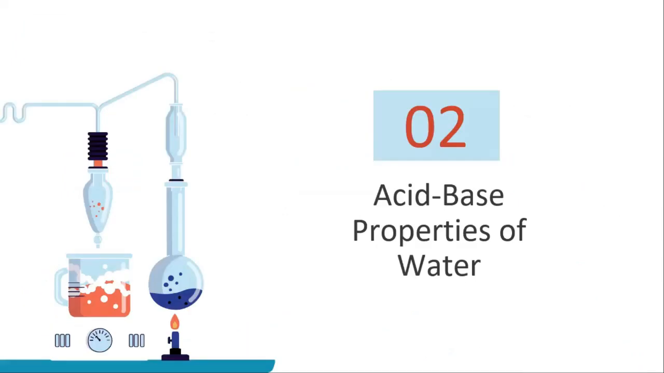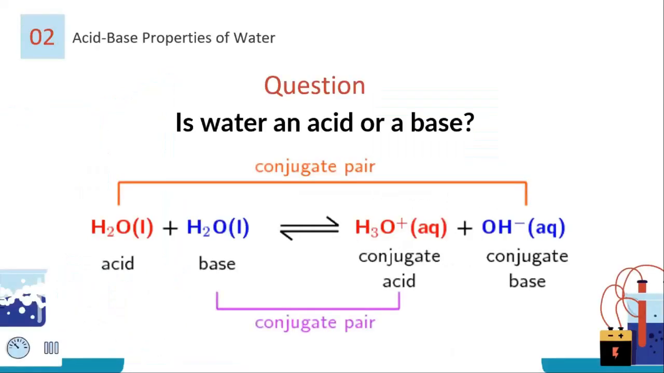Let us now move forward with the acid-base properties of water. To start off, let us answer the question, is water an acid or a base? Well, water molecules can act as acids by dissociating into hydroxide ions and hydrogen ions. This is equivalent to losing a proton. Moreover, water molecules can also act as a base by combining with hydrogen ions to form hydronium ions, and this is equivalent to gaining a proton.